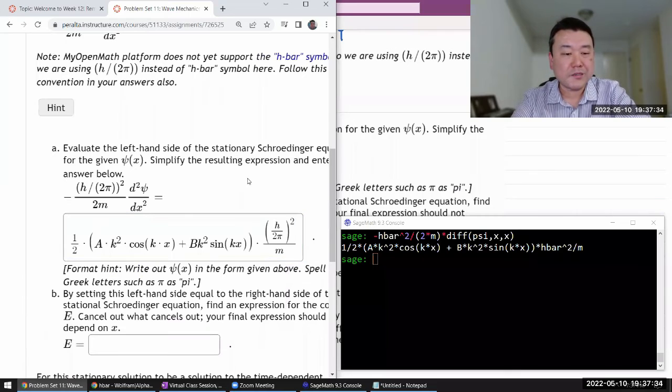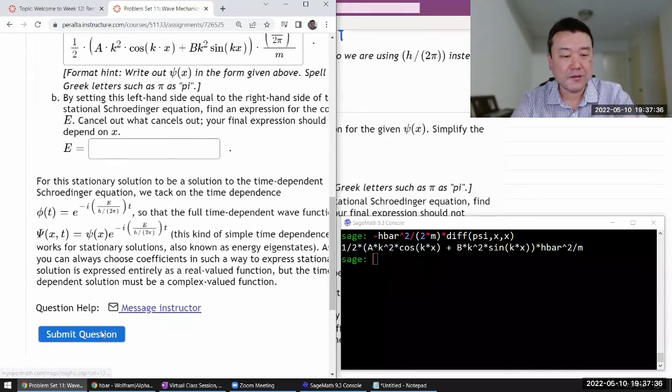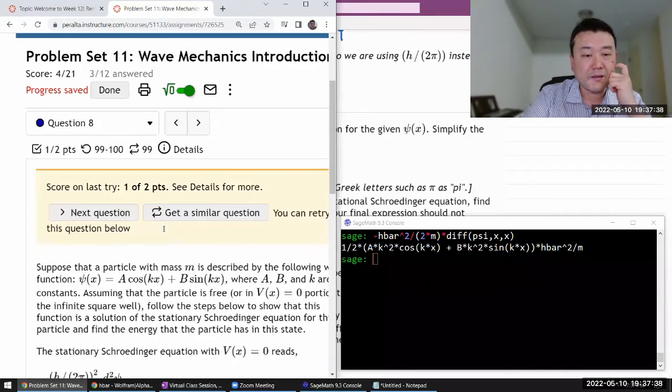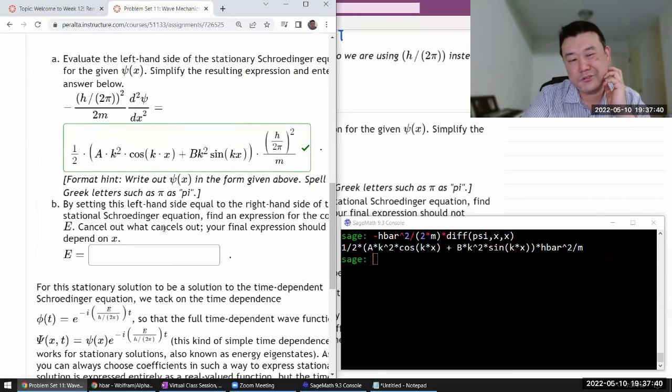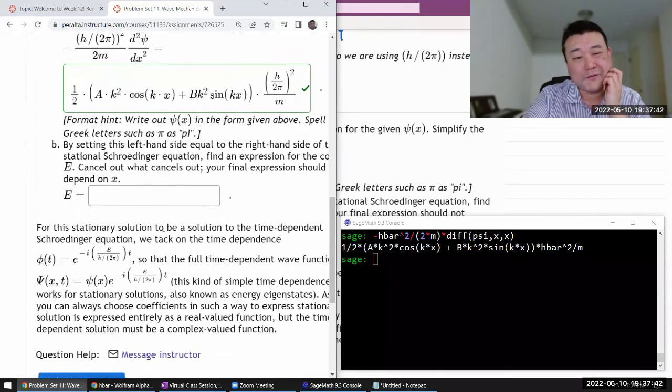So, you know, you could simplify it, but I don't think it's something where you'd gain much out of simplifying.